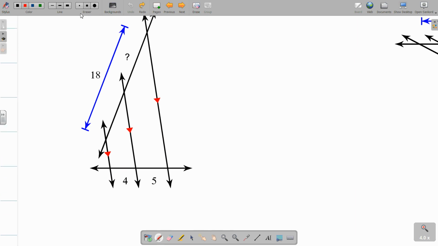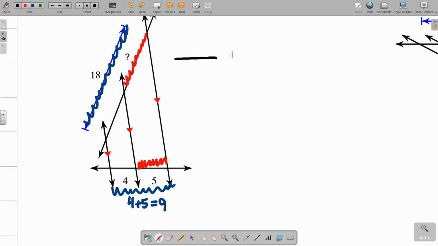Okay, ready? Let's match these sides. Color code them. This unknown matches with 5. 18 is the whole side. 18 matches with the whole side over here, which is 4 plus 5, which is 9.